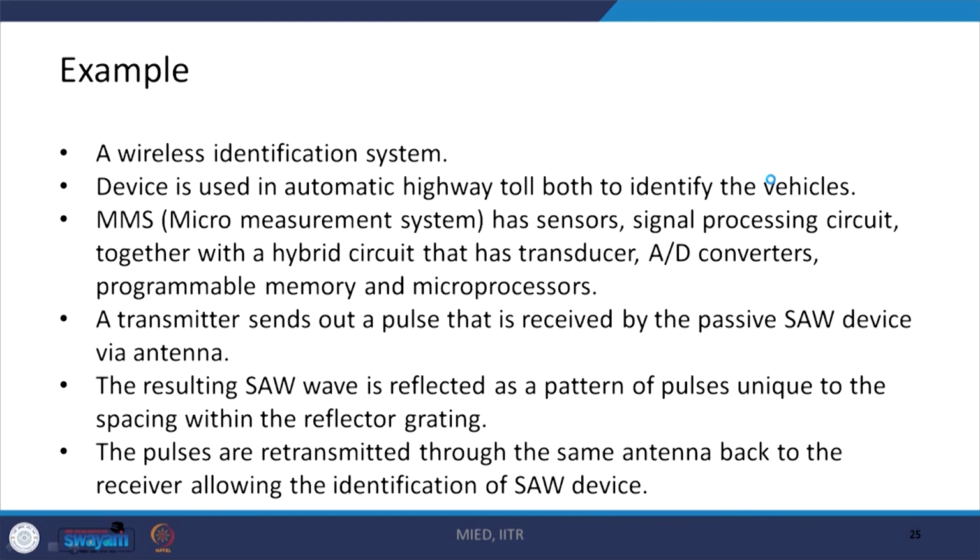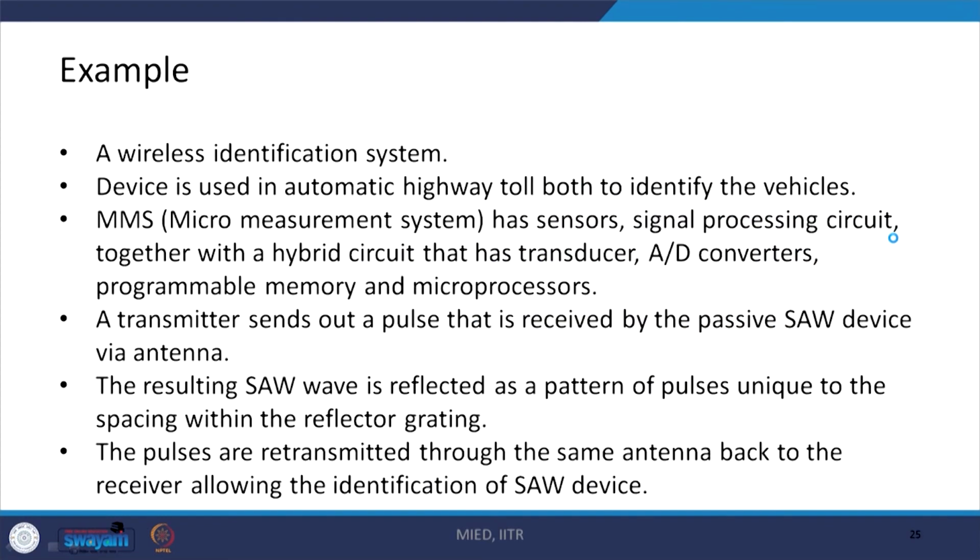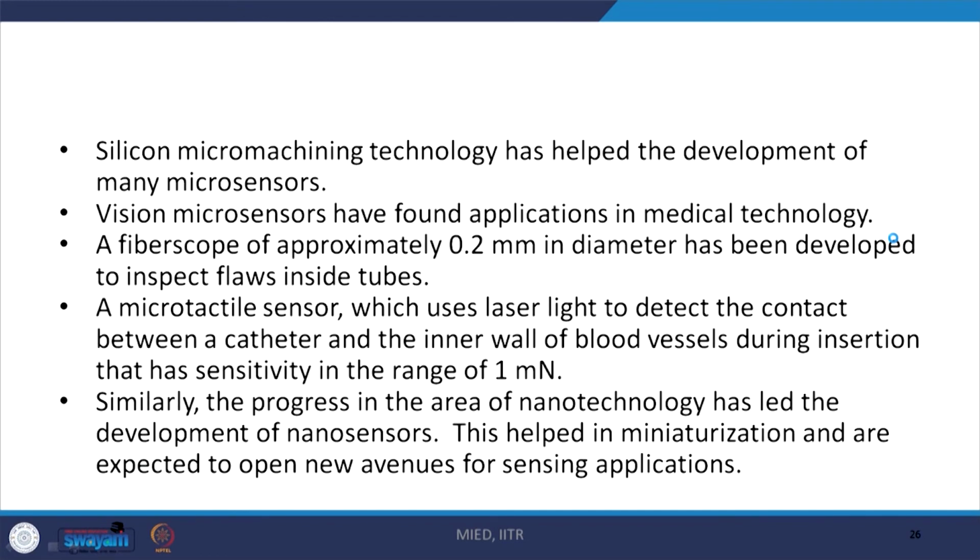The pulses are retransmitted through the same antenna back to the receiver along with the identification of the SAW device. After reflection from this grating, the signal can be transmitted from the antenna, and with the help of this reflected signal pattern, based on this grating, we can identify the vehicle. So, this is the use of this technology. Now, there could be further applications.